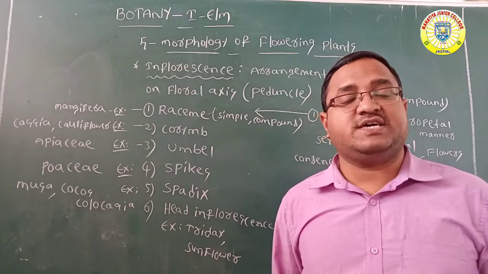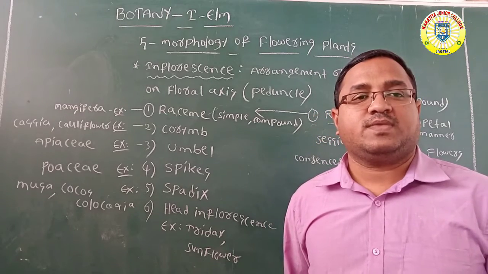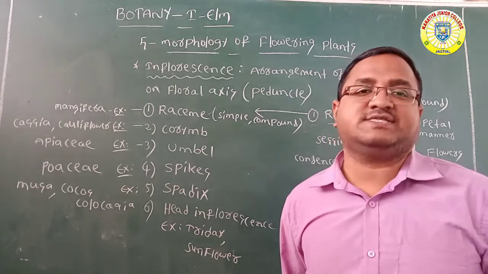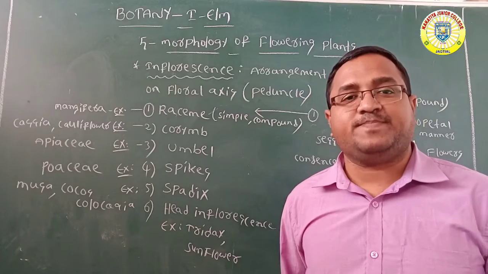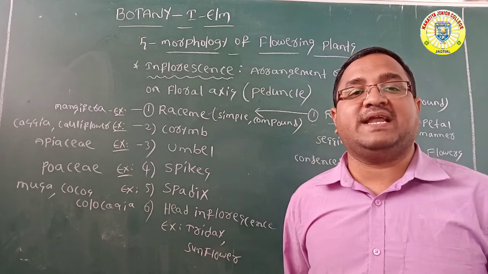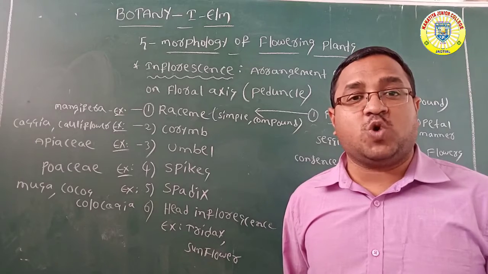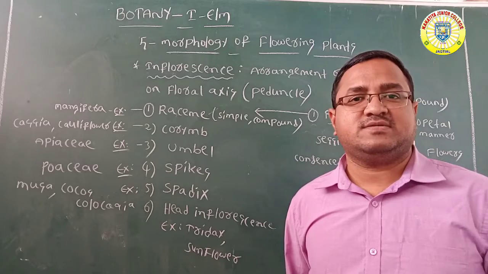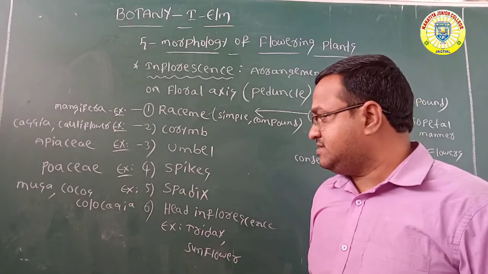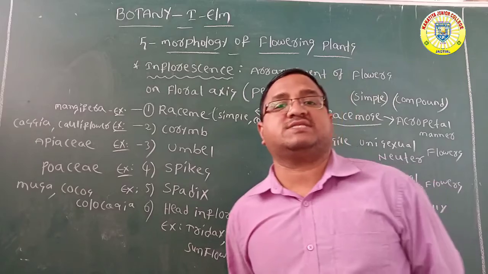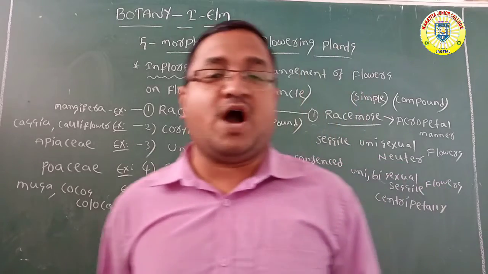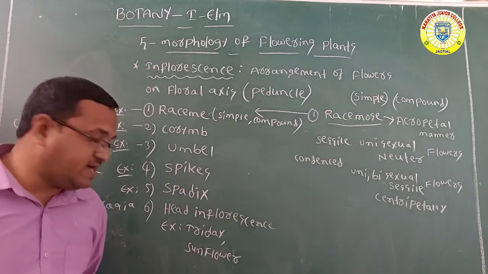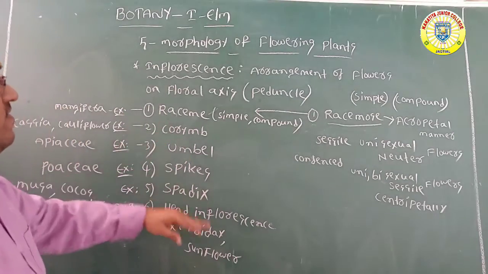Especially in the Asteraceae family you can see head inflorescence. Here the floral axis is condensed. On the floral axis, flowers are arranged in centripetal manner. Centripetal means towards the center, from edges to base. Best examples, sunflower and tridax. Here we can see small flowers, florets. So these are the 6 types of racemose.